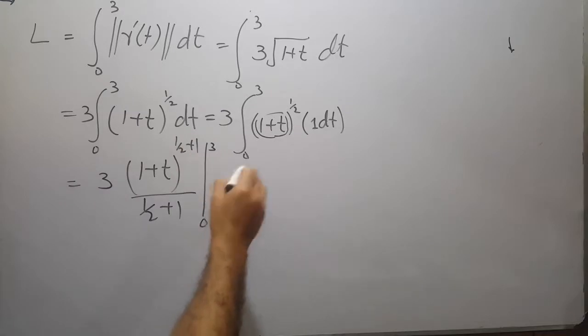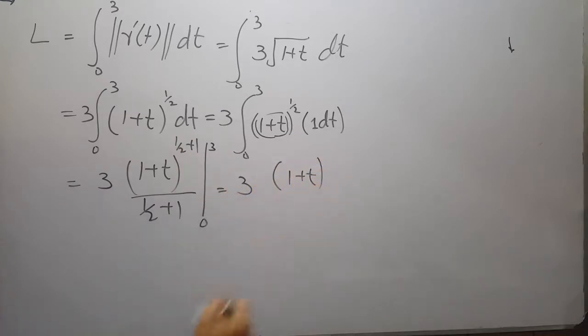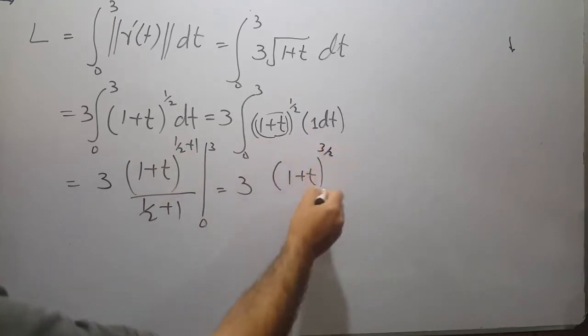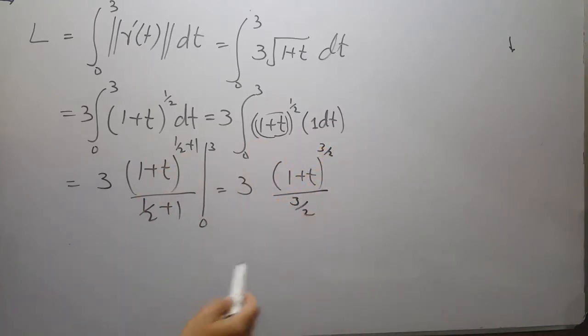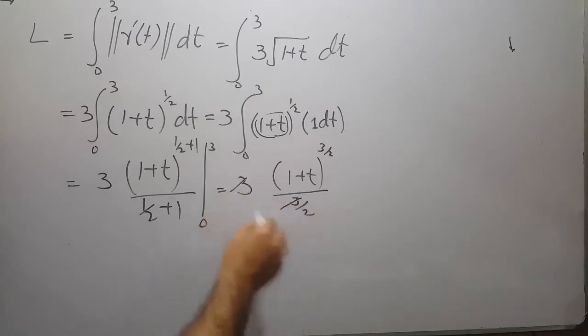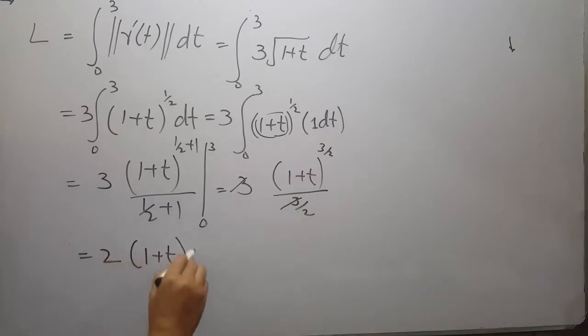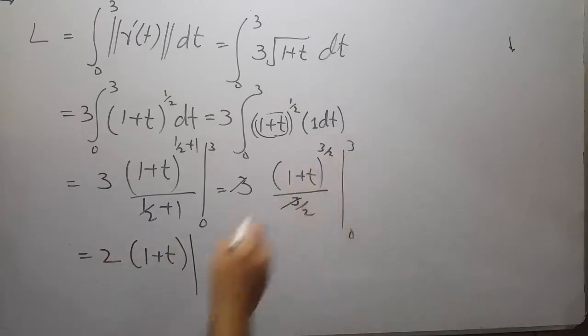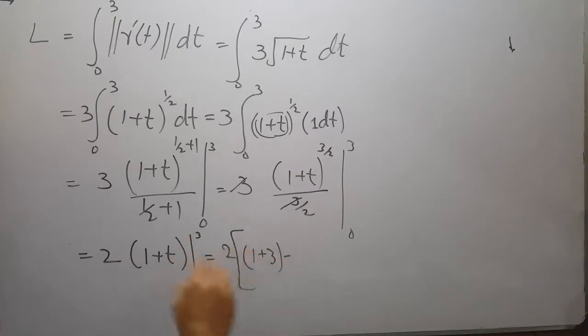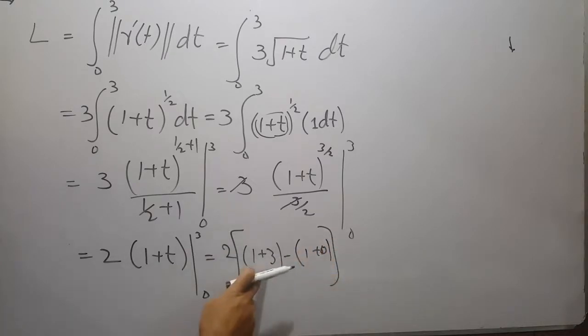So this would give us 3, 1 plus t to the power 1.5, which is 3 over 2, divided by 3 over 2. So the 3 will cancel this 3 and the 2 goes up. So you have 2 times 1 plus t to the power 3 over 2, and the limits go from 0 to 3. So you can substitute the limits. Once you put 3, it's 1 plus 3, minus, then you put 0, 1 plus 0. And that is 4 minus 1.